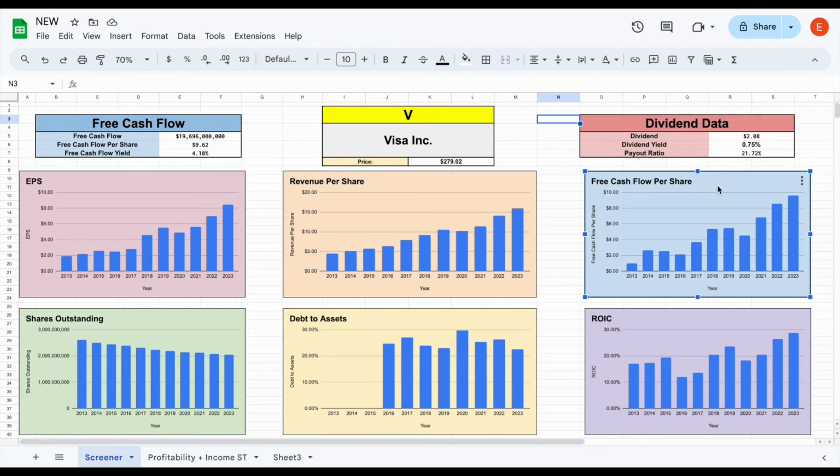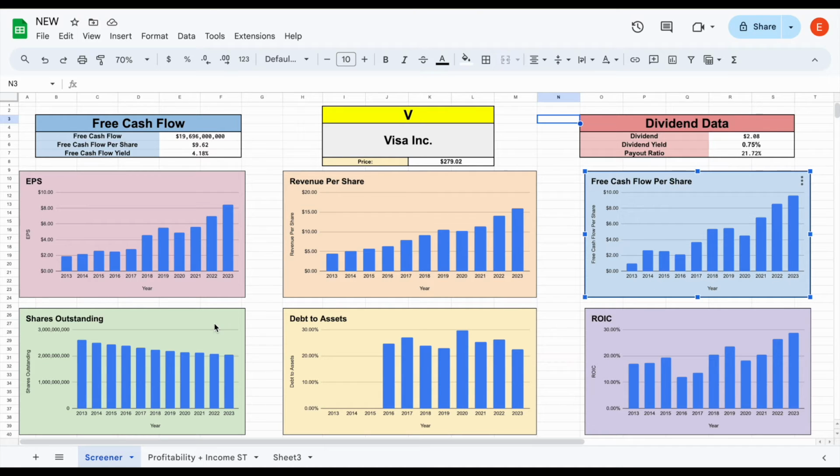So for a company to be able to reward shareholders, their free cash flow per share really needs to be increasing over time. And as a dividend investor, if a company is going to be able to consistently grow dividend payments over time, we need to see growth in free cash flow per share. So obviously that's something I wanted to include in my stock screener.